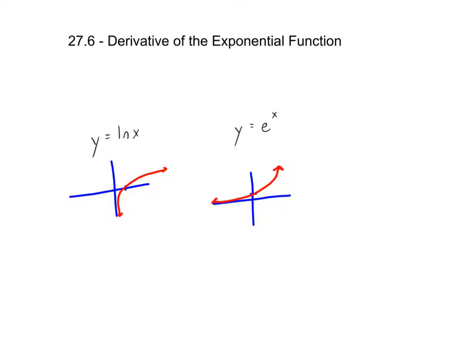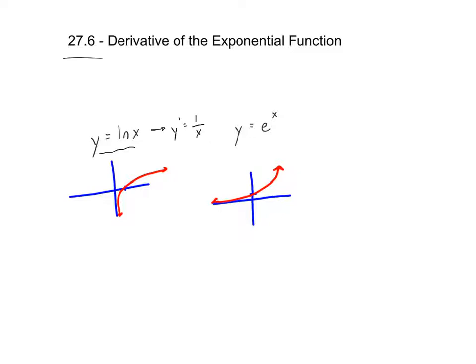Hi everyone, in this video we are going to be looking at section 27.6, derivative of the exponential function. In the last section, before the test, we were given y equals the natural log of x, and that graph looks like the one on the left, and we looked at its derivative being y prime is 1 over x, right?